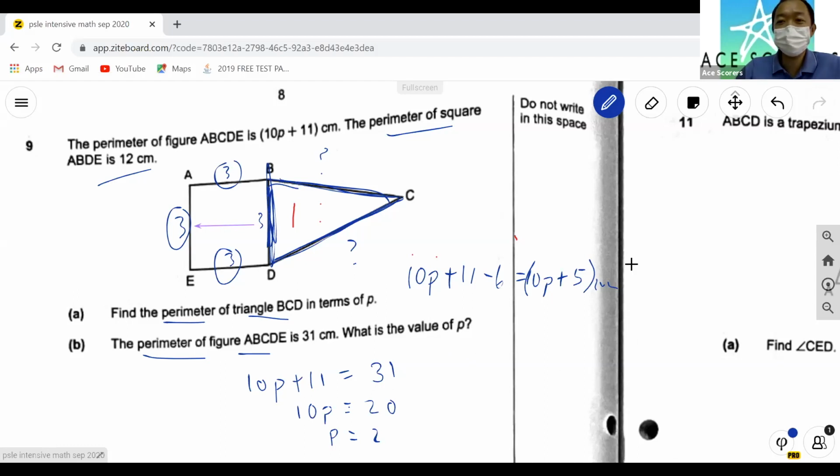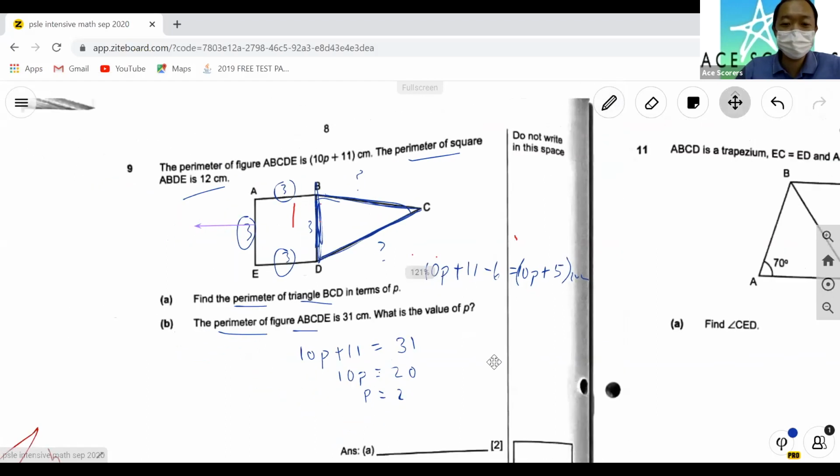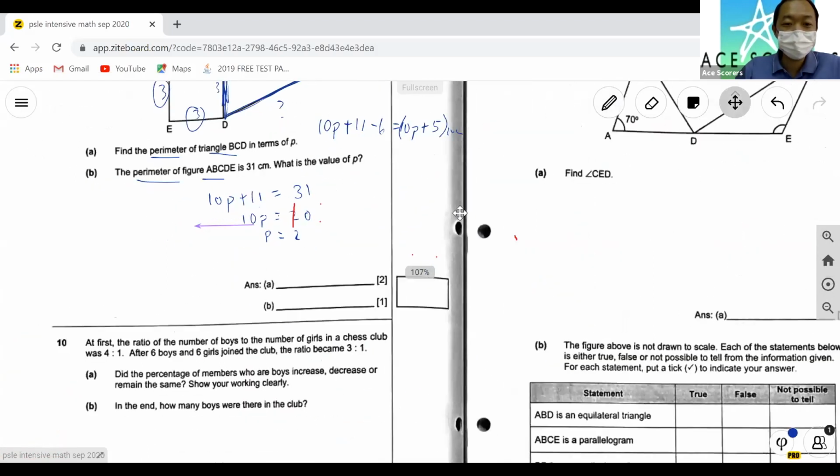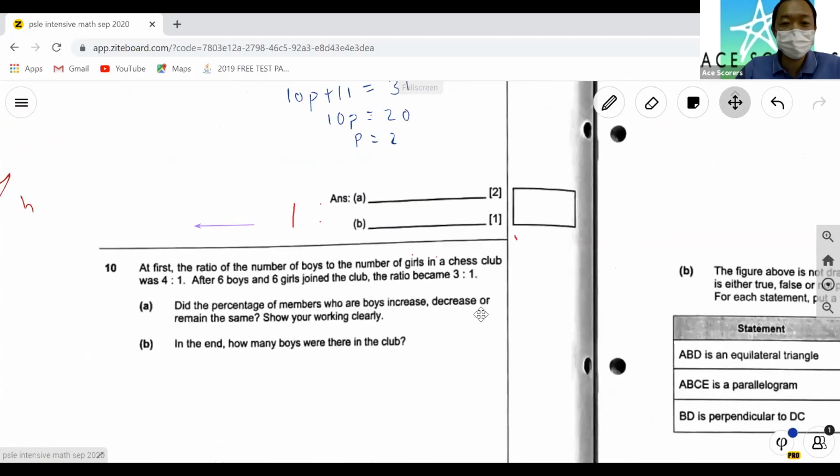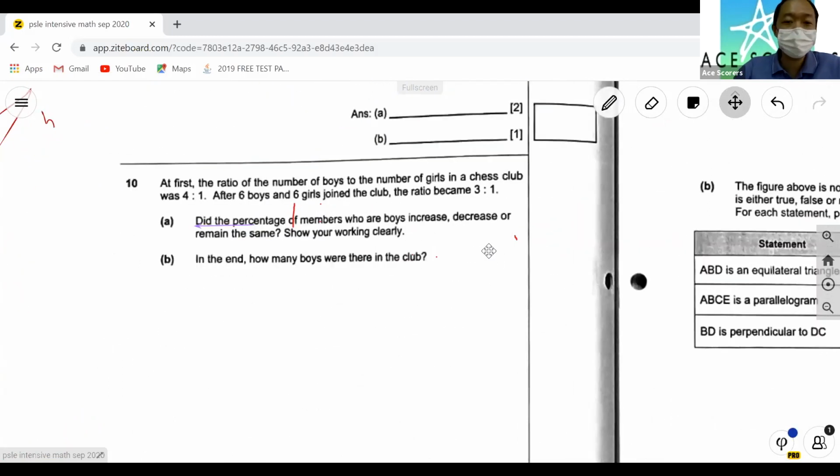No, finishing soon. 25 minutes left. Next one. Okay, when is our break? No more break already. We are going to finish at 12:30. So your next break is 12:30.